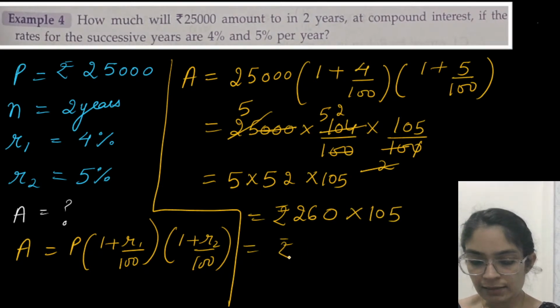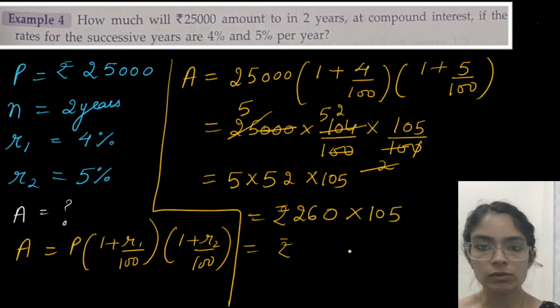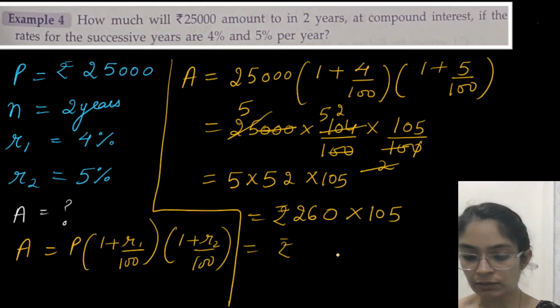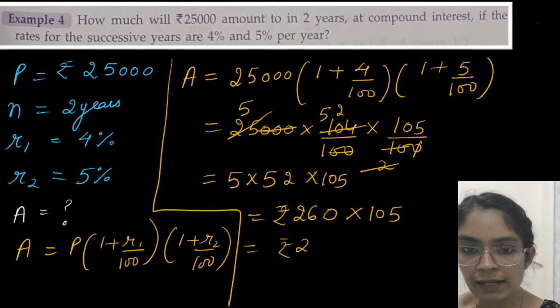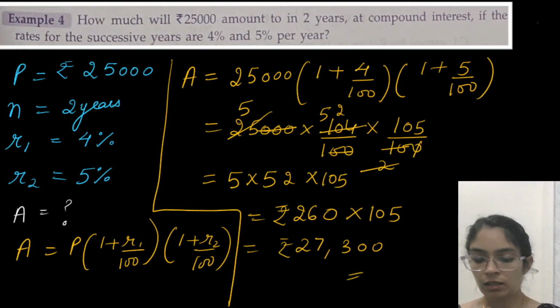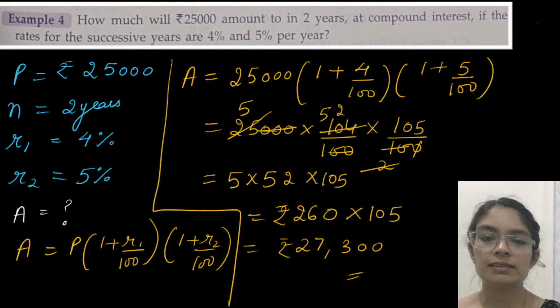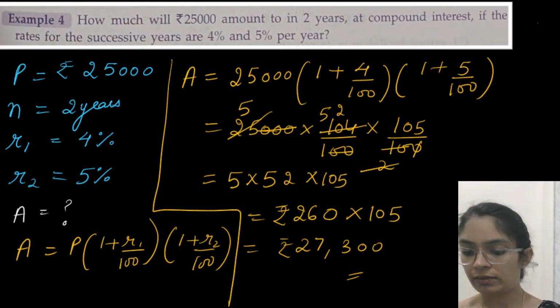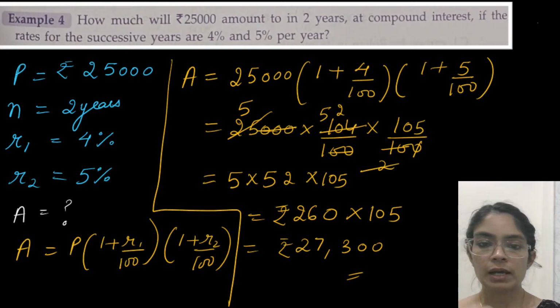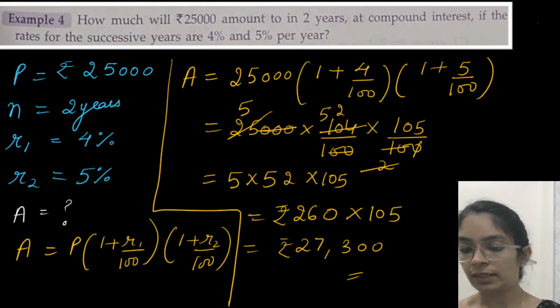So what is the answer? 27,300. Compound interest we don't have to find in this question. Only they have mentioned find amount. So amount is 27,300. Okay, so everyone has given the same answer, 27,300. This is the correct answer. As it's not mentioned in the question, why to do extra work? So only amount, which is 27,300.